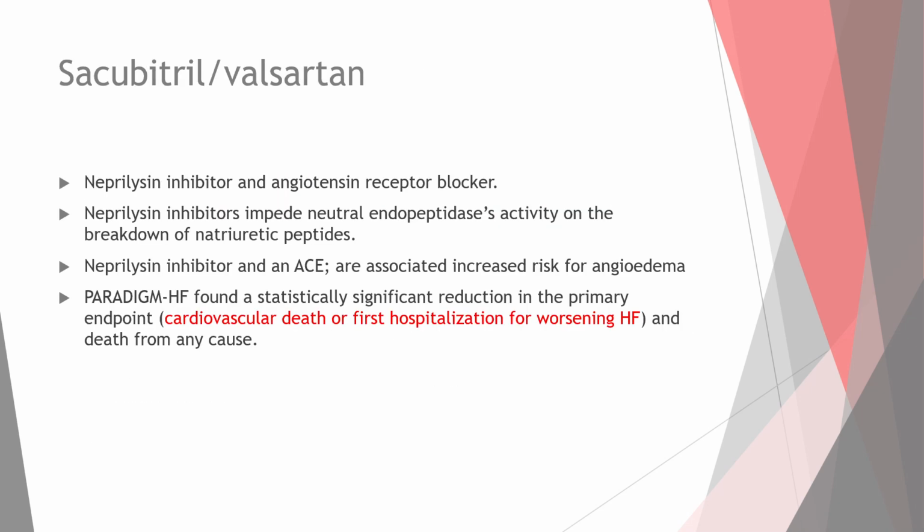What about Entresto, or sacubitril with valsartan? It's a neprilysin inhibitor and an angiotensin receptor blocker. The neprilysin inhibitor impedes neutral endopeptidase activity on the breakdown of the natriuretic peptides. A neprilysin inhibitor and an ACE inhibitor are associated with increased risk of angioedema. The PARADIGM-HF trial found a statistically significant reduction in the primary endpoints of cardiovascular death or first hospitalization for worsening heart failure, and then death from any cause.